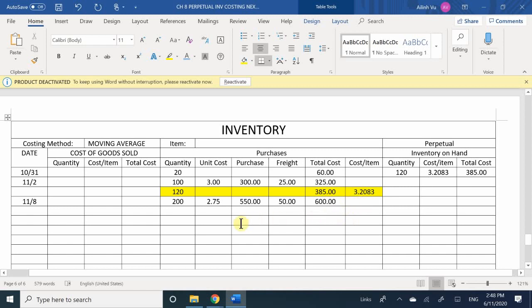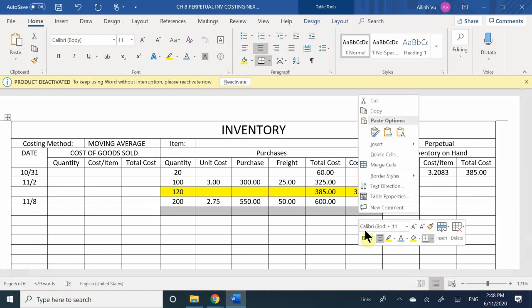Let's look at this question again. Do we need to calculate the cost per item? No, not for that batch. We don't need to anymore. Why? Because now we need to update our inventory here. So here I have it in yellow. All right. So here I'm going to go ahead and straightly add it right here so then you guys can see it.